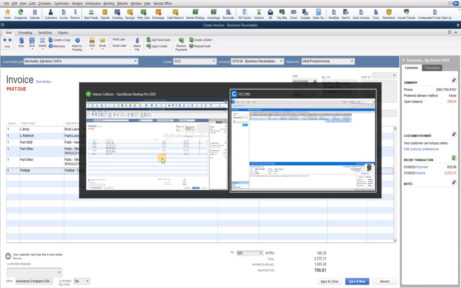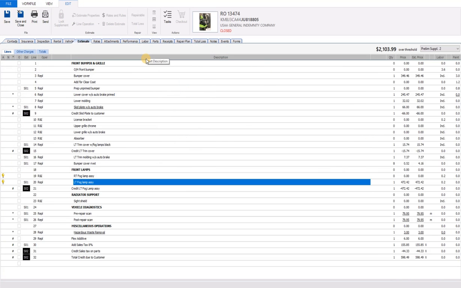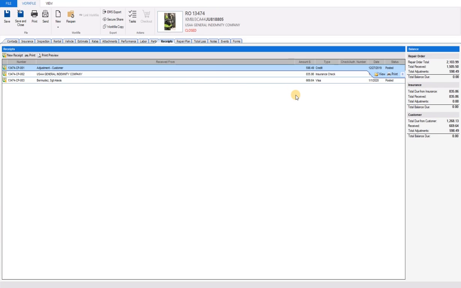So when we toggle over to the management system, and I have already got the search term set up for this 13474, we open it up and we go into the payments or the receipts, and you'll see that there is a credit, which is what they were using prior to setting up different types of payment types, for 12/27 of '19. So part of the problem here is that this payment was actually made prior to QuickBooks starting. So that's going to be one part.